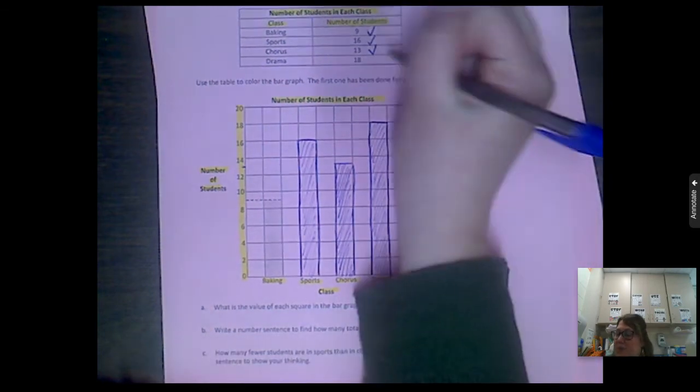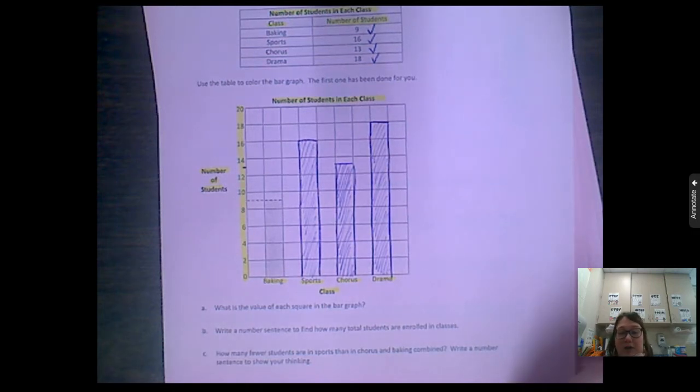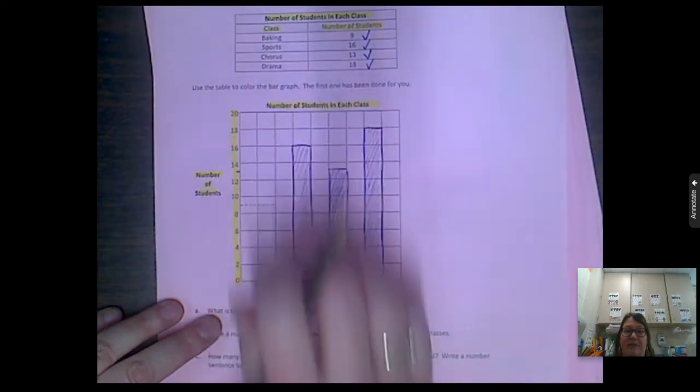Which class has the most students? I'm going to check off the drama class too. Which has the most? So we should be able to look at our bar graph, and just by looking to see which one is the tallest, that would tell us which one has the most. And which one has the most? Drama, right? Drama has the most. Good.